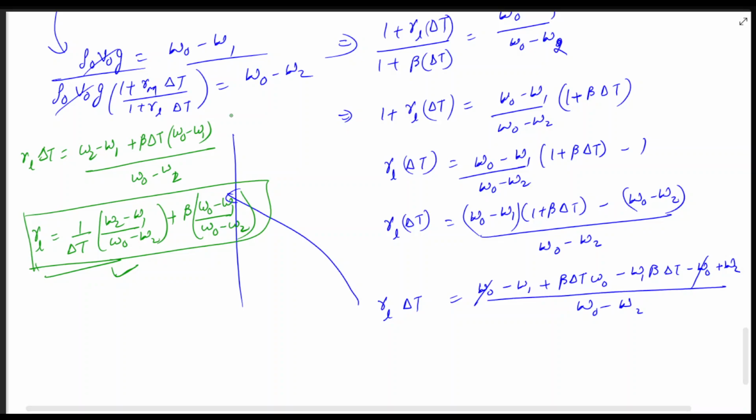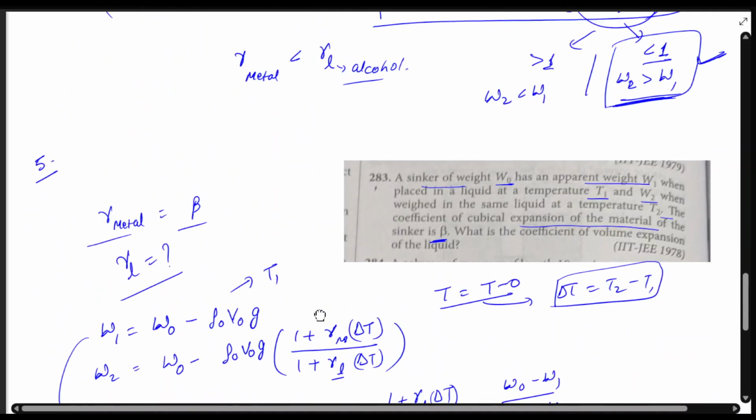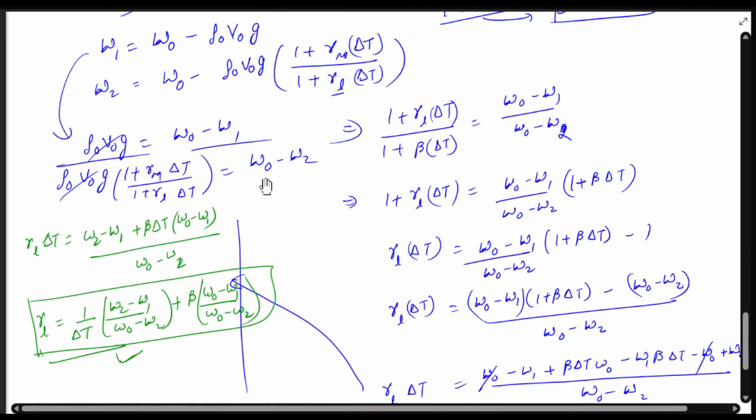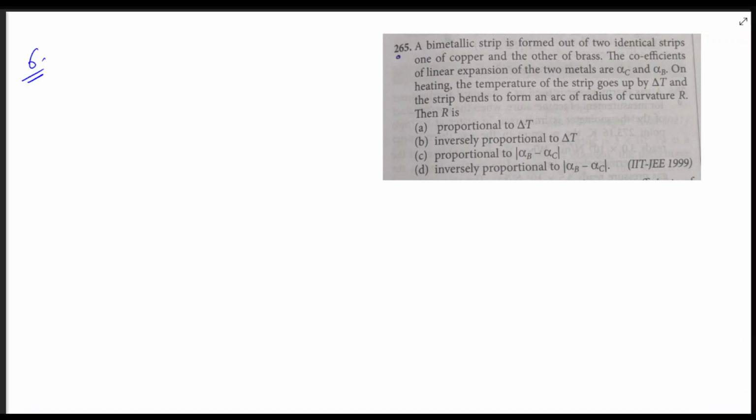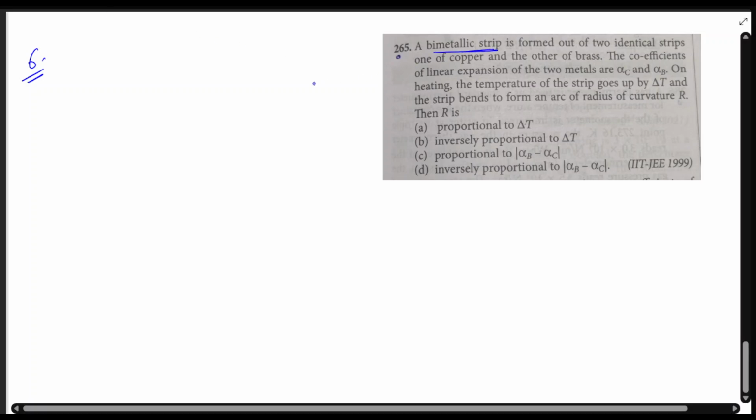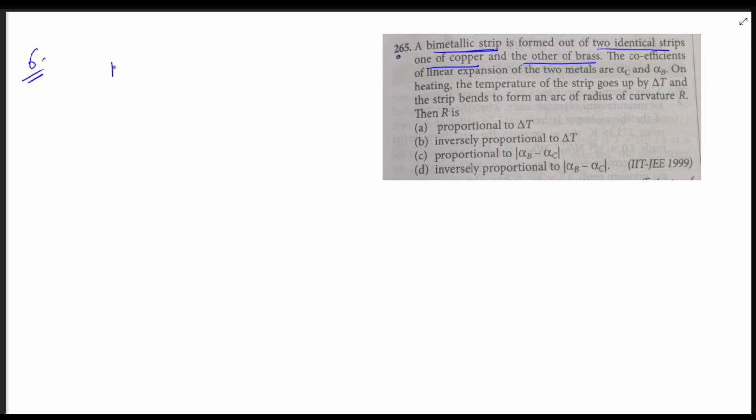Now let's move on to our sixth question. It's a question based on a bimetallic strip. It's formed out of two identical strips, one of copper and another of brass. So we have one strip and we have another strip, so the length will be the same.